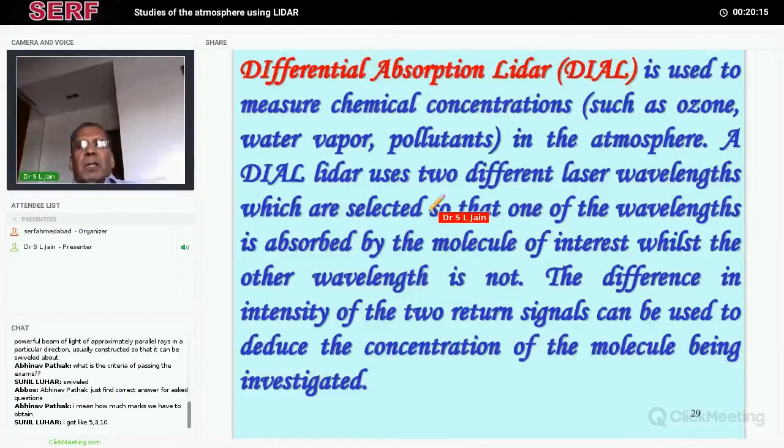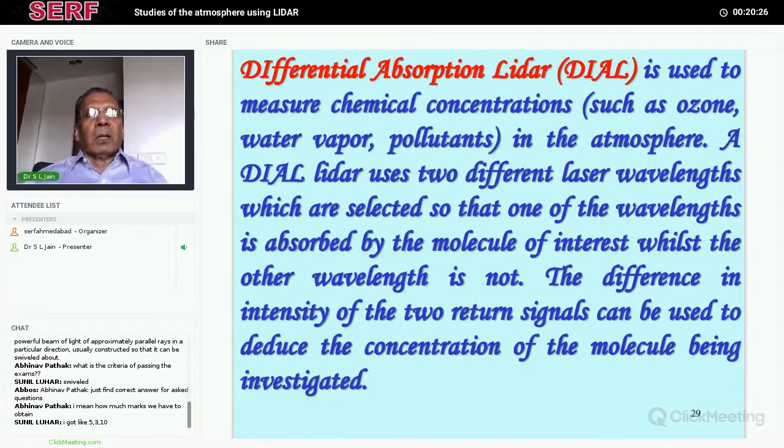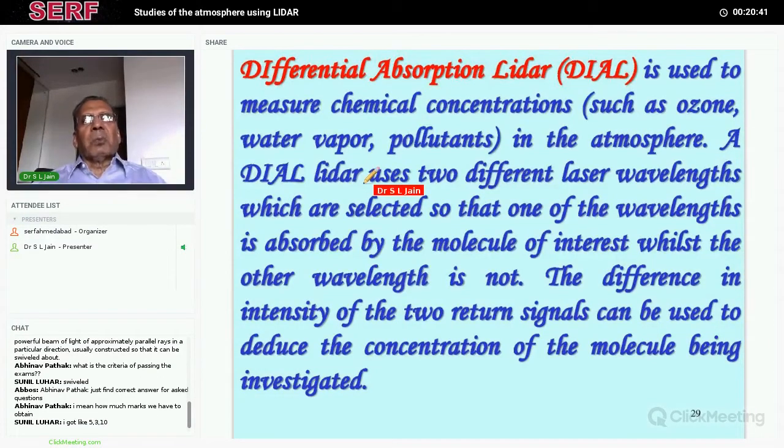Differential absorption LIDAR is used to measure chemical concentrations such as ozone, water vapor, and other pollutants in the atmosphere. In this system, two different wavelengths are taken. One wavelength is such that it is absorbed by the constituent which you want to measure, say water vapor. So it should be an absorption line near the absorption line of water vapor, and the other line should be such that it is not absorbed by the water vapor.